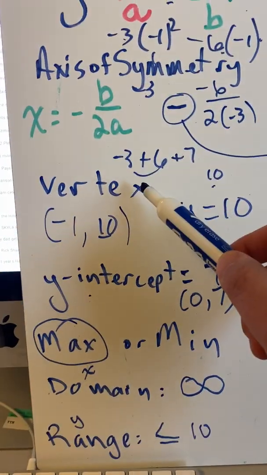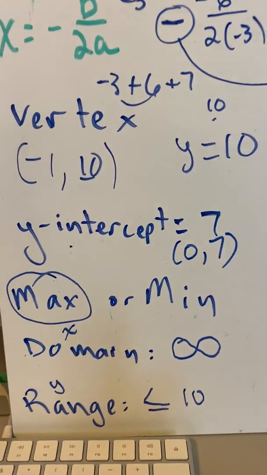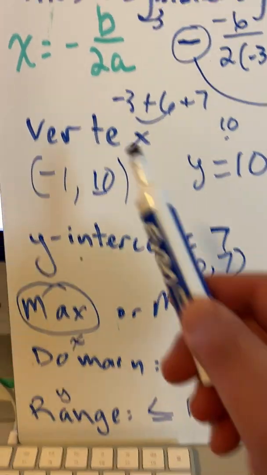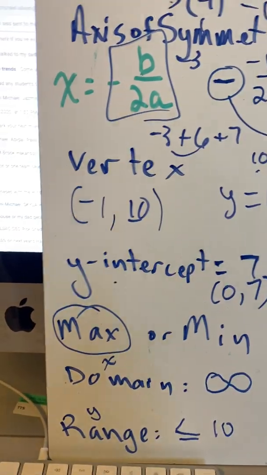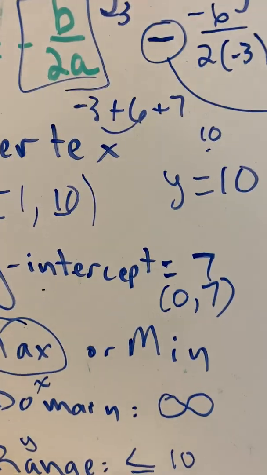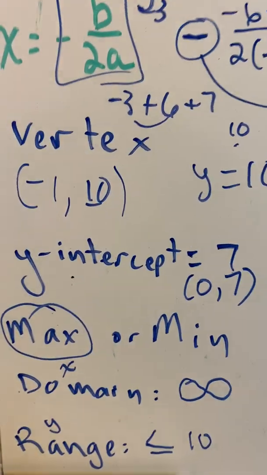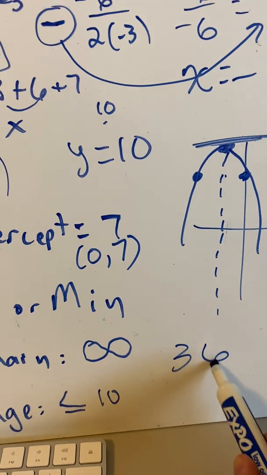The axis of symmetry, the vertex, and the range are the ones where you have to put a little bit of work in. And it's really not that tough of work to be able to find out some of these. So if you have any other questions, this is number 36 in your work.